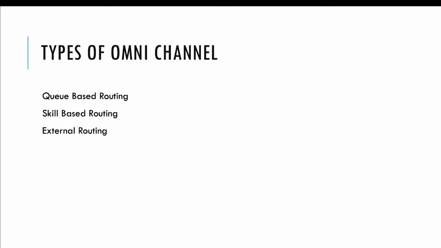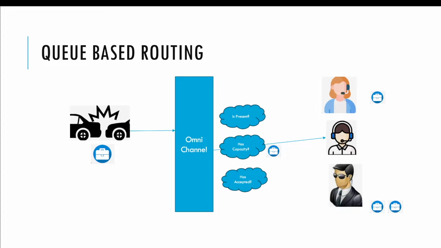There are three types of Omni-Channel routing. One is queue-based routing, the second is skill-based routing, and the third is external routing. So we'll learn about queue-based routing first.